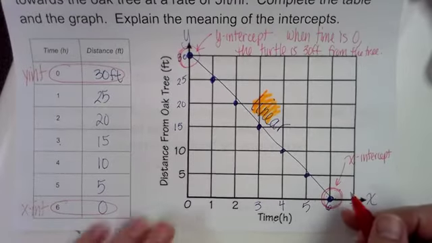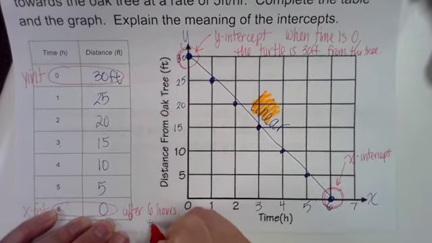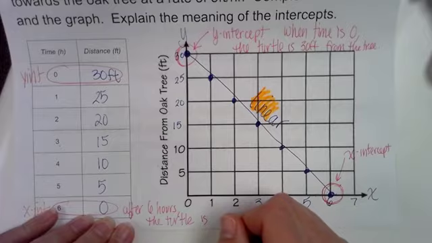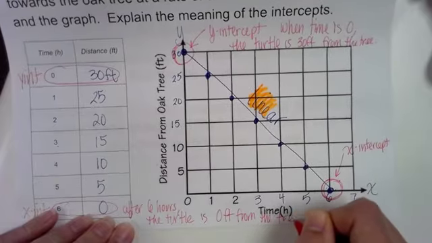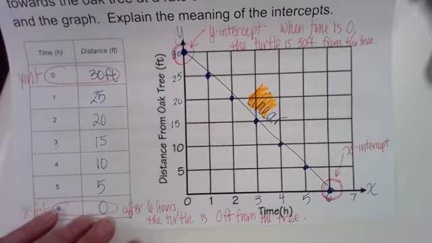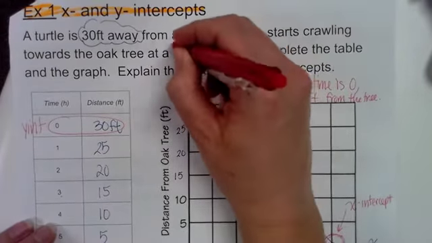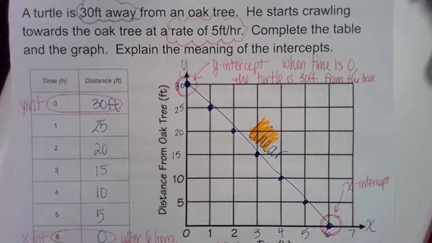Okay, so our x-intercept is after 6 hours, the turtle is at the tree, 0 feet from the tree, which is kind of a weird way to say that, but that's okay, it works. At the tree would be fine, but I like 0 feet from the tree. Okay, very good. That's awesome. This was great. I have nothing else to say about this, except this is a rate, 5 feet every hour. We've talked a little bit about rates, and that's something we're going to pay close attention to over the next few days. Okay?